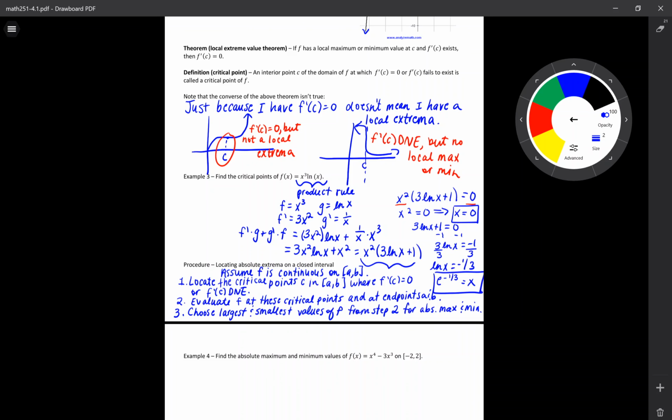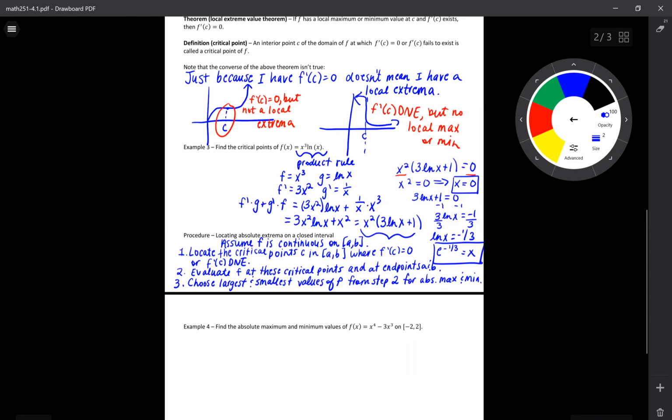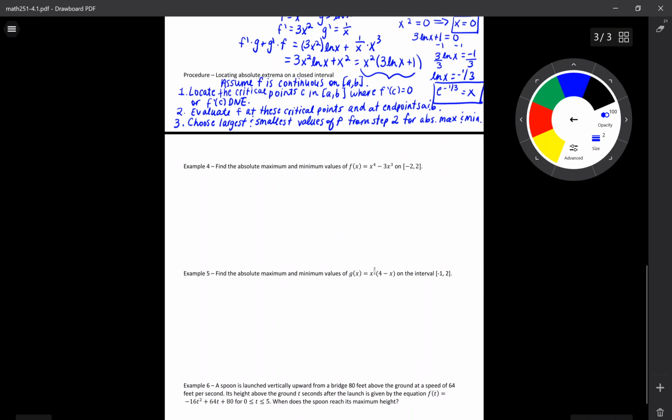Alright, so let's do some examples here. So we want to find the absolute maximum and minimum values of f of x equals x to the power of 4 minus 3x cubed on the interval from negative 2 to 2. So following my procedure here, I first need to find the derivative and set it equal to 0 and find where it's undefined, if it is.